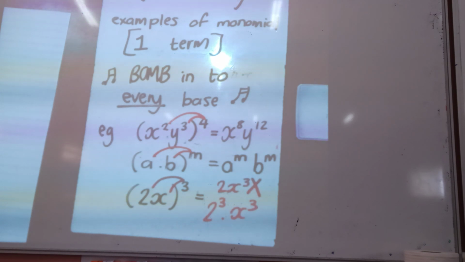And what if it's not a monomial? Then you do something called FOIL, which you haven't learned yet. So it's important to remember, you won't get that now, but when we have learned FOIL, remember that when it's not a monomial, I must do FOIL.